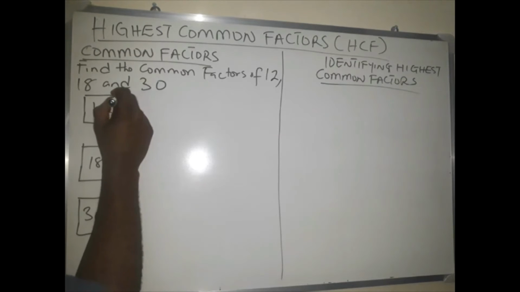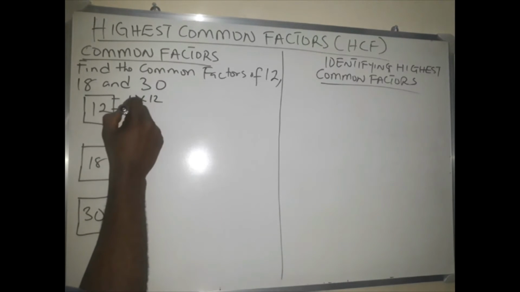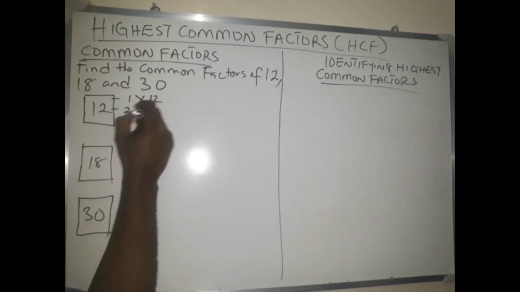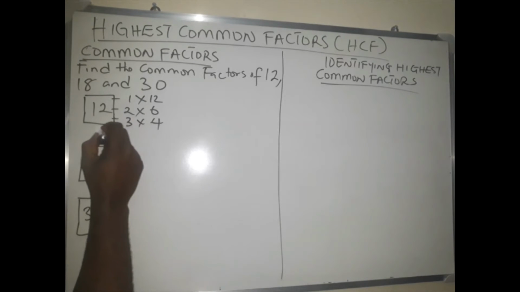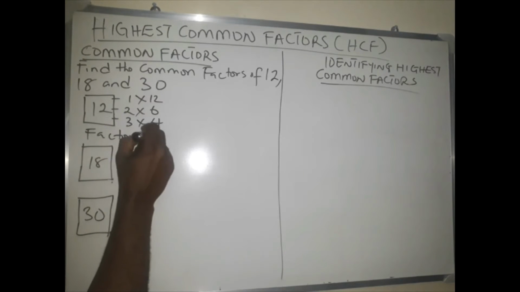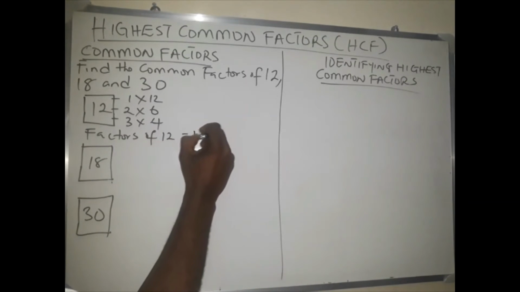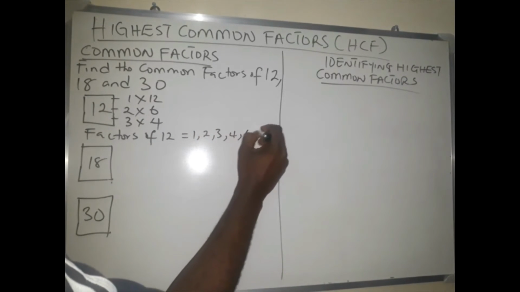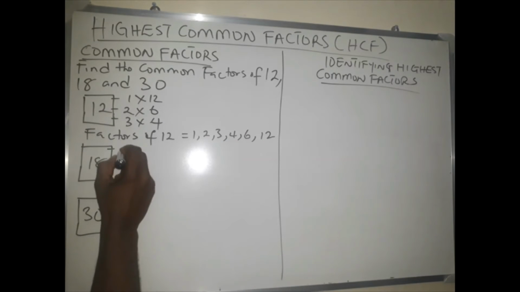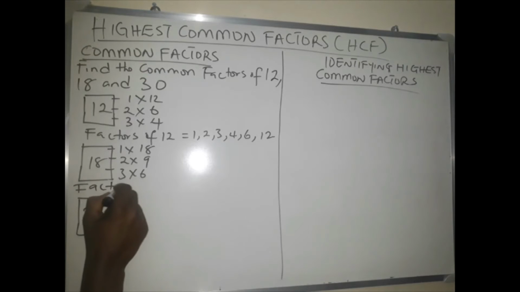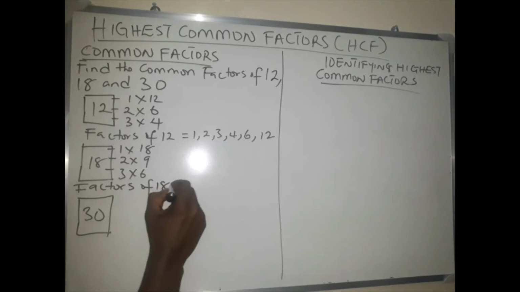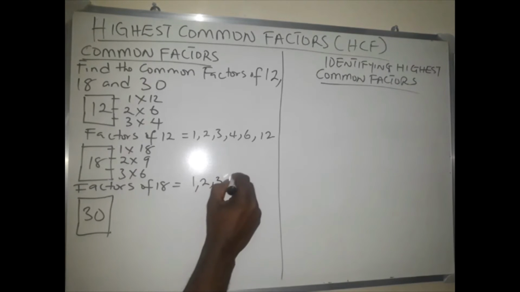So the factors of 12 are 1 times 12, 2 times 6, 3 times 4. Factors of 12 equal 1, 2, 3, 4, 6, and 12. Now let's go to the next one, which is factors of 18. 1 and 18, 2 times 9, 3 times 6. So we have the factors of 18 equal to 1, 2, 3, 6, 9, and 18.